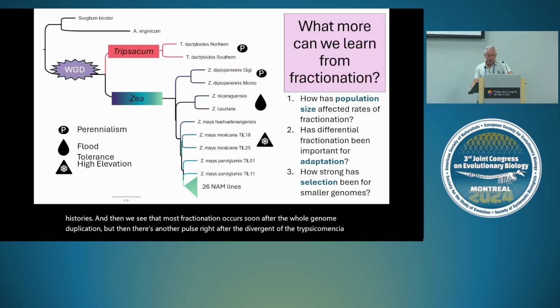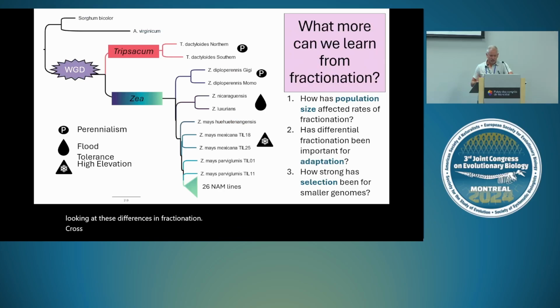And so looking forward, some things that we want to have a look at are these differences in fractionation across species, across these genera. How has population size of these different species and the genera affected rates of fractionation? Has differential fractionation been important for the unique adaptations of all these species, particularly within Zea? And how strong has selection been for smaller genomes? For example, Mexicana, which is up at high elevation, has smaller genomes. And do we see more extensive deletion of these duplicated copies within Mexicana?